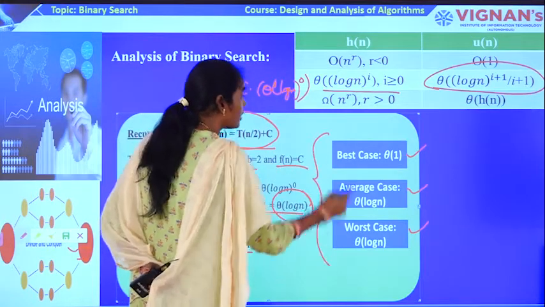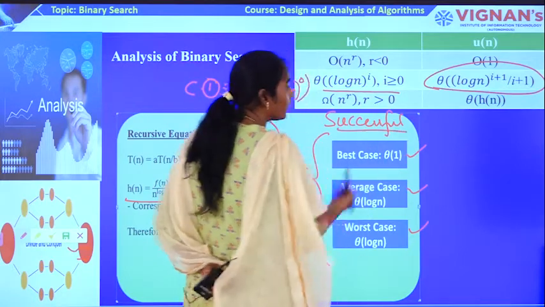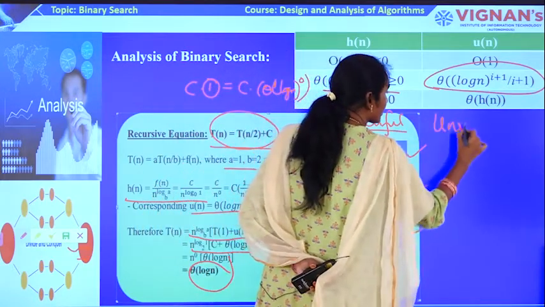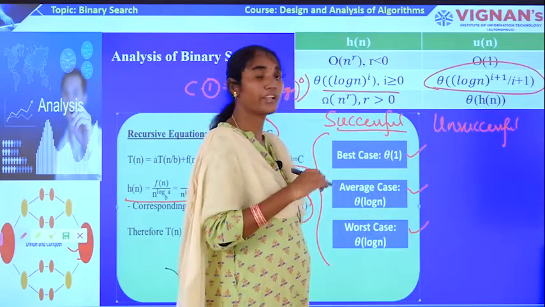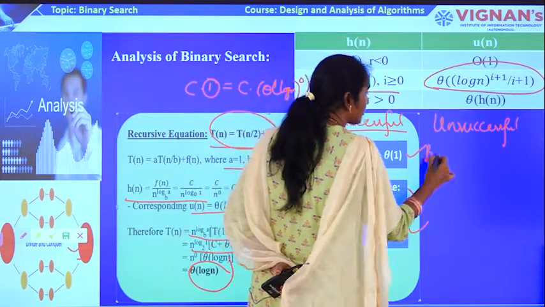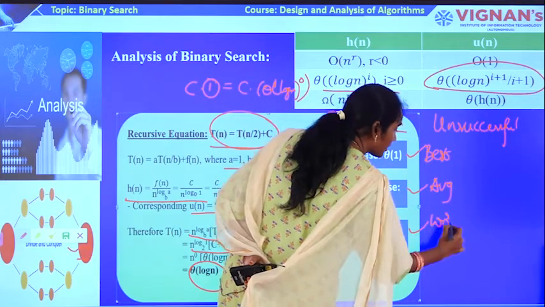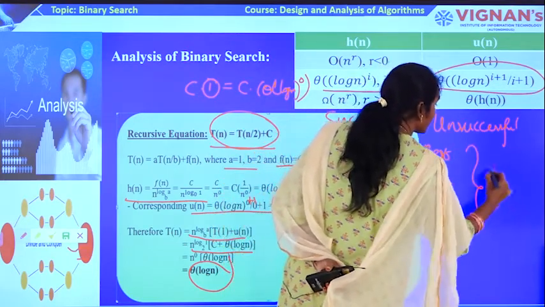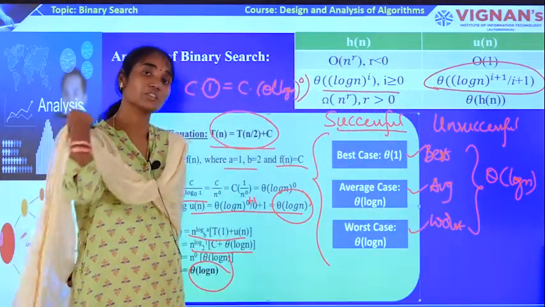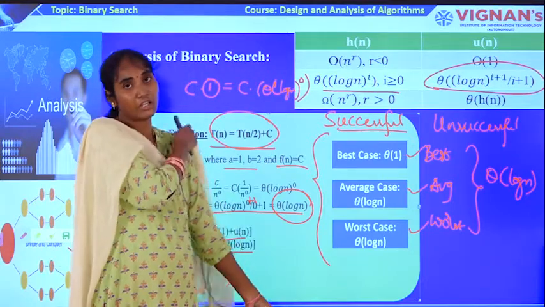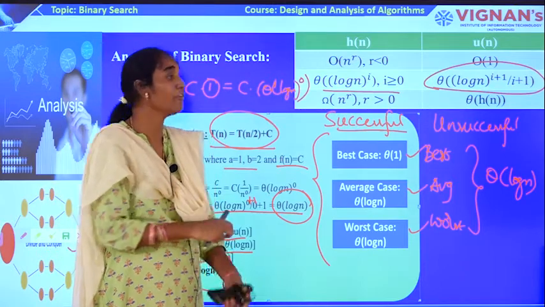And this is all about successful search. Successful search means the element is found. Whereas an unsuccessful search means the element is not found in the given list. For successful search, the best case is theta of 1, and for average and worst case it is theta of log n. Whereas for unsuccessful search, for all the cases it is theta of log n.